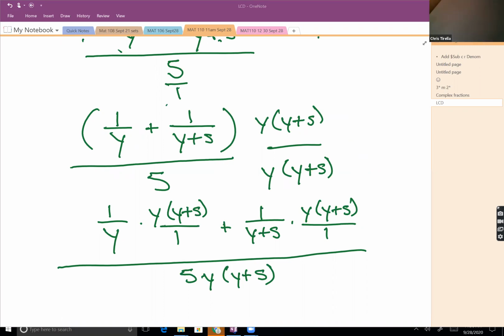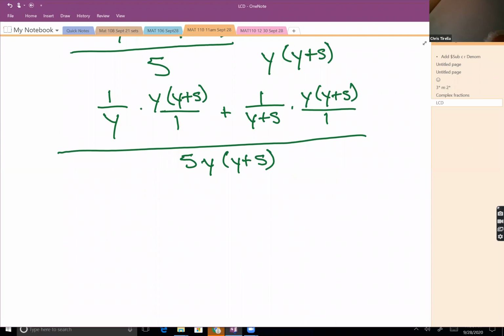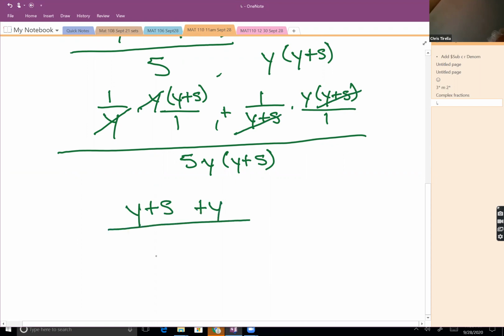Can I slide it up again? Oh, yeah. And when I do that multiplication, this first product, there's a common factor of y. They cancel out, and all I'm left with is y plus 5. There's no denominator left there. The second fraction, the y plus 5s cancel out, and all I'm left with is plus y. And in the denominator, I have 5y times y plus 5.